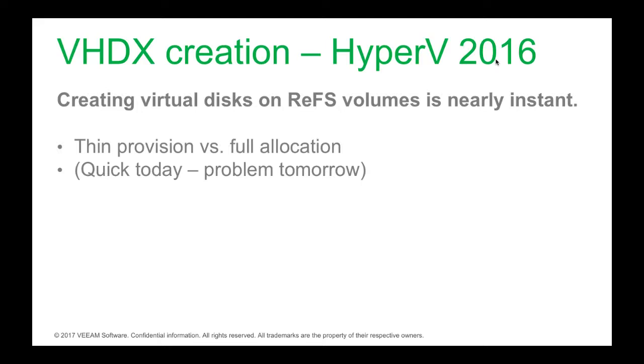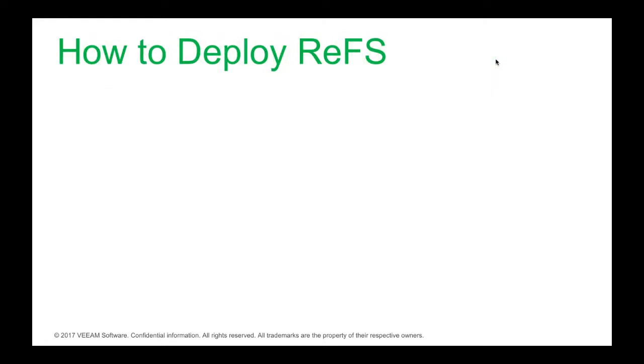So in a VMware world, I need to eager zero that out. Basically write zeros across that entire 2 terabytes. That can take a long time. Hyper-V 2016 on ReFS, it's instantaneous via this cool thing that they have called instant fixed disk creation. And that's something, if you talk to the program guys at Microsoft, they're very proud of that.